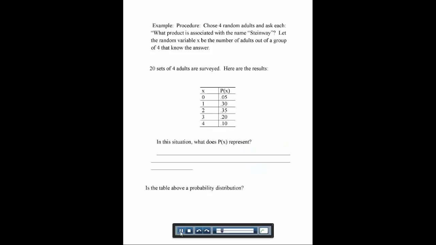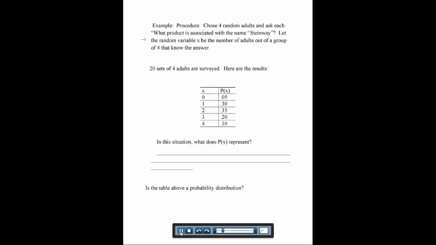Okay, so here's our first example. The procedure is you're going to choose 4 random people, and you're going to ask them what product is associated with the name Steinway. So this is kind of a brand recognition problem. Then you'd count how many of those 4 people knew the answer. We're going to do this 20 times. You get a group of 4, you count how many knew the answer. Then you get another group of 4, you count how many of them knew the answer.